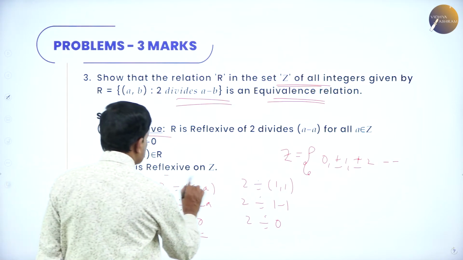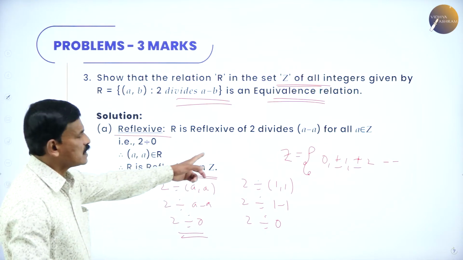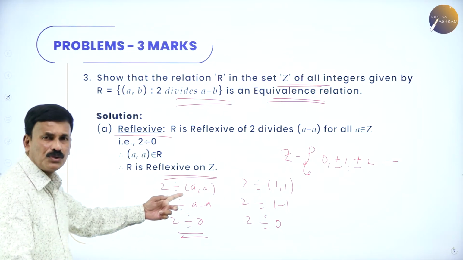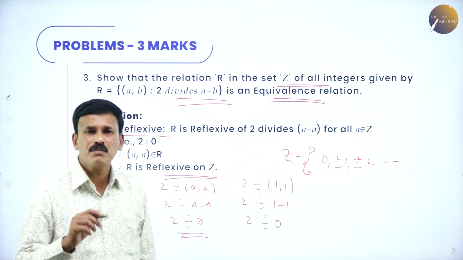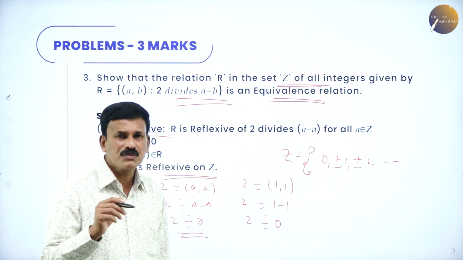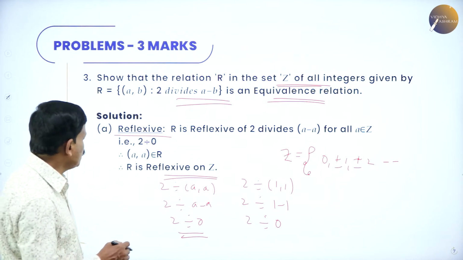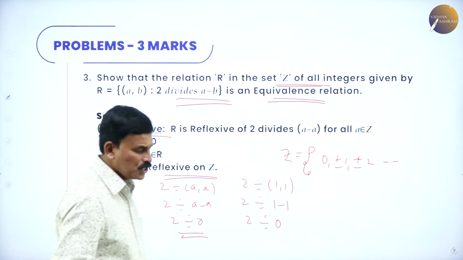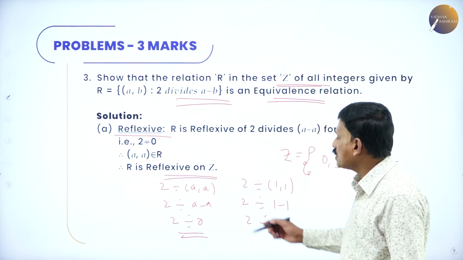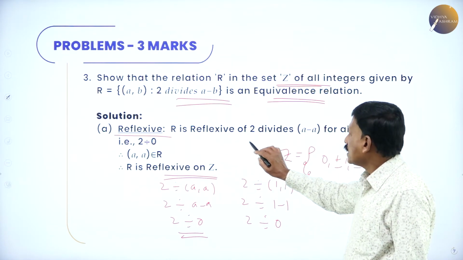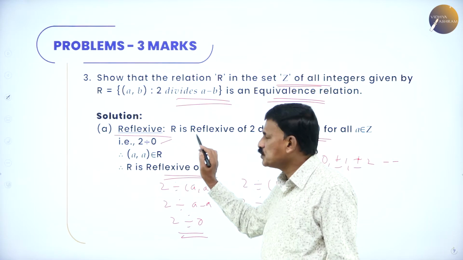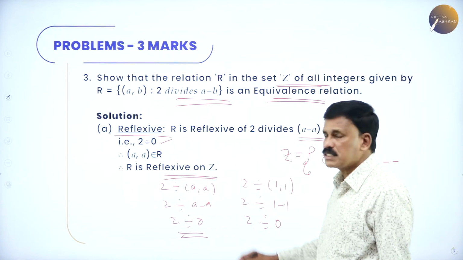So therefore R is reflexive on Z. That is, R is reflexive because 2 divides a minus a for all a belonging to Z. That is, 2 divides 0. Therefore it is reflexive. If you take (3, 3), (4, 4), (5, 5): 2 divides 4 minus 4, which is 0, and you can divide 0. Therefore 2 divides 0. That means the given condition reflexive is satisfied. R is reflexive because 2 divides a minus a, which is nothing but 2 divides 0. Therefore (a, a) belongs to R. R is a reflexive relation.